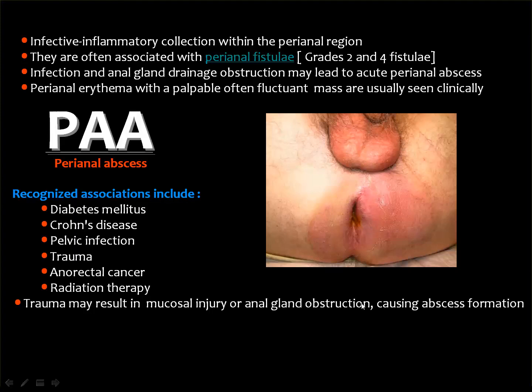Perianal abscess is an inflammatory collection in the perianal area, and this abscess is frequently associated with perianal fistula. The grade 2, which is intersphincteric with abscess, and grade 4, which is transsphincteric with abscess formation.